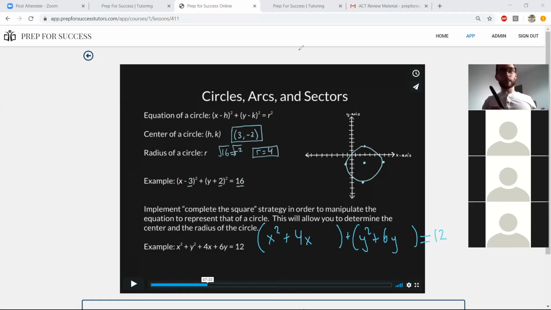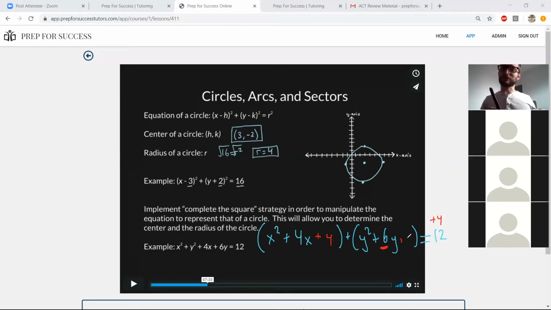Now, we need to add a number here and here. The way we figure out what that is: you take your middle term, divide it by 2, and square it. So 4 divided by 2 is 2, and 2 squared is 4. So I need a plus 4 here. Whatever I do to the left side, I have to do to the right side, so I do plus 4 here too. Now here I've got 6. You take 6, divide it by 2, and you get 3.